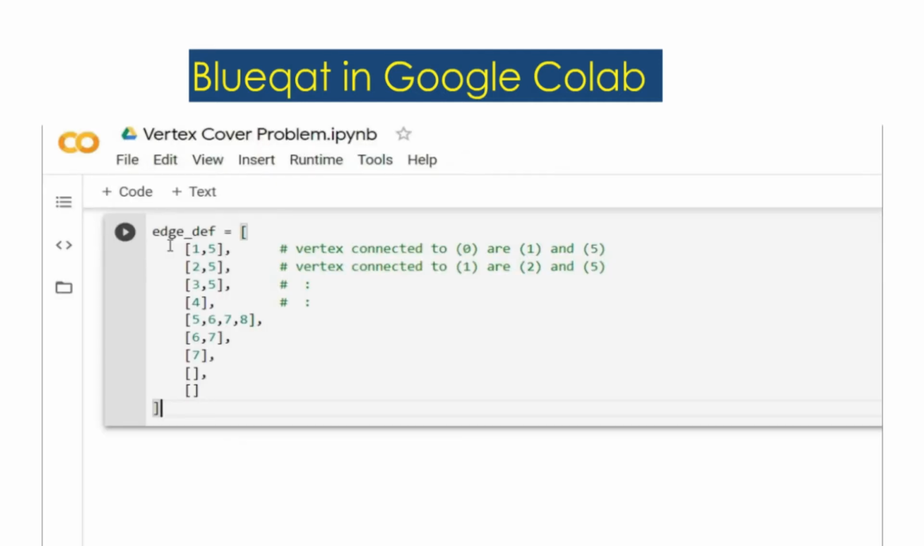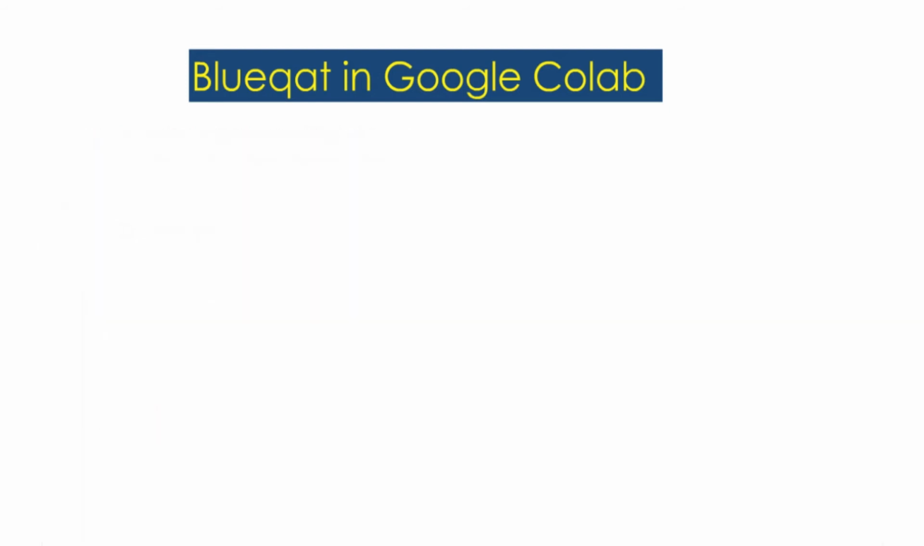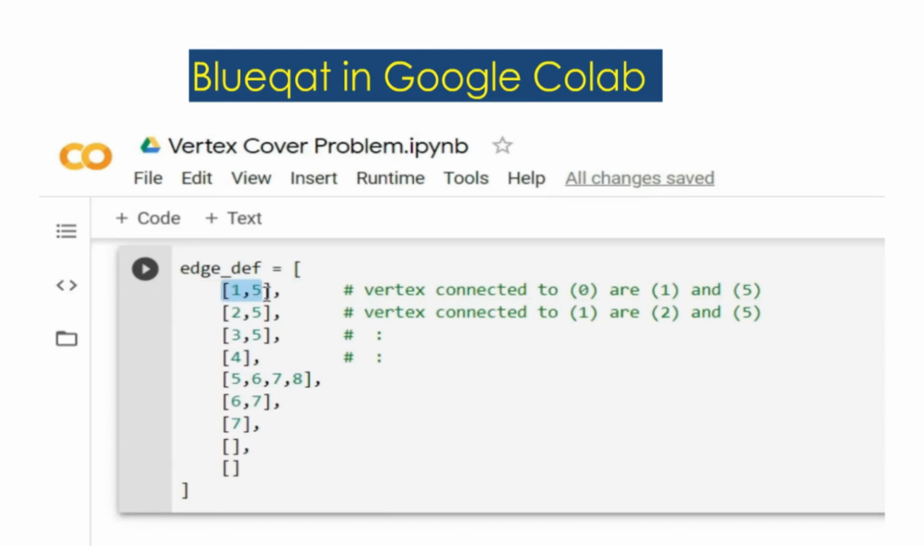Once we are done with the installation of Blueqat in Google Colab, we can define the edges of the undirected graph like this. These are the edges joining one vertex to another. For example, edges 1, 5 means the vertices connected to 0 are 1 and 5. Edges 2, 5 means the vertices connected to 1 are 2 and 5. Similarly, the other edges represent how each vertex is connected with one another.